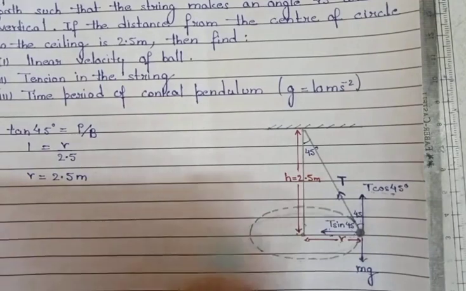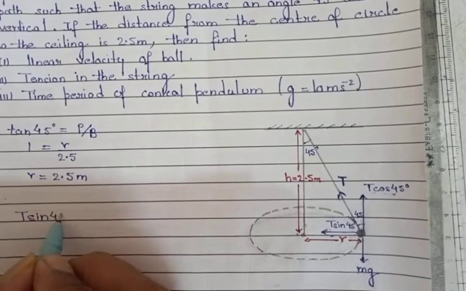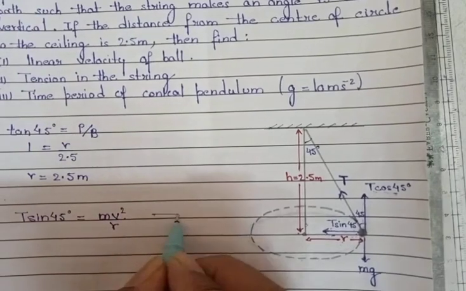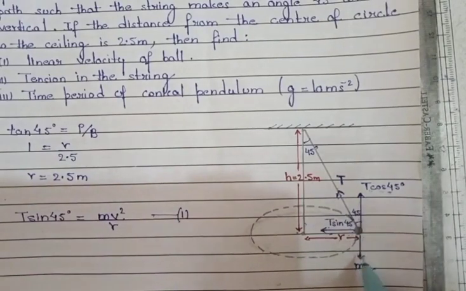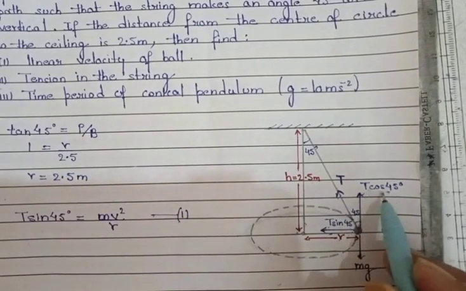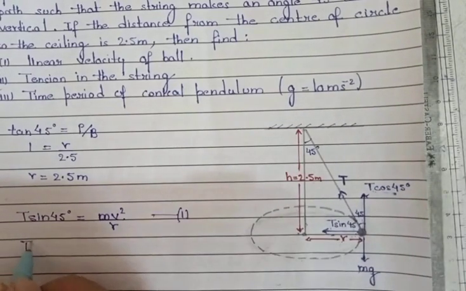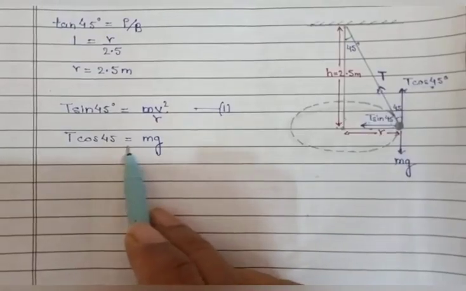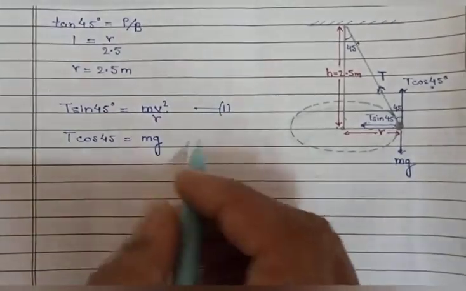So T sin 45 is providing the necessary centripetal force, mv square upon r. This is the first equation. Now in the vertical equilibrium, we have T cos 45 balancing mg. So T cos 45 is equal to mg. This is the second equation.